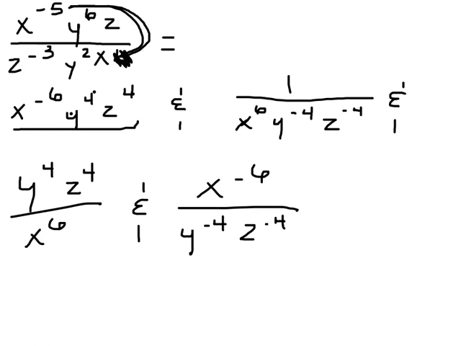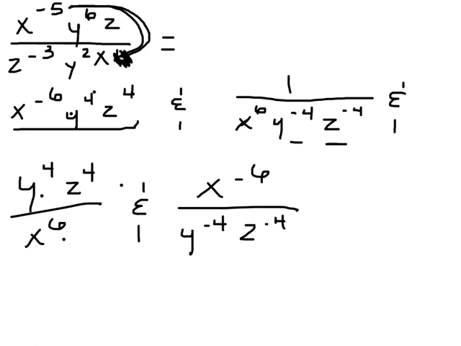I could also do it the opposite way and bring everything on top down and then change their signs. And then I would have 1 over x to the 6th, y to the negative 4th, z to the negative 4th. Another way that I can write this, and you'll see the reason for this later, so many ways, is I could leave the x to the 6th down here and bring these two up, and they would become positive exponents.